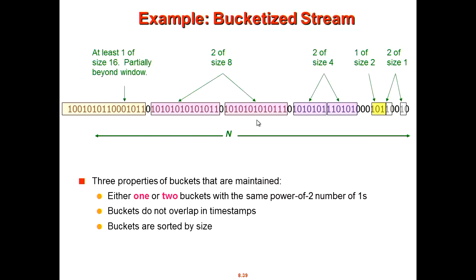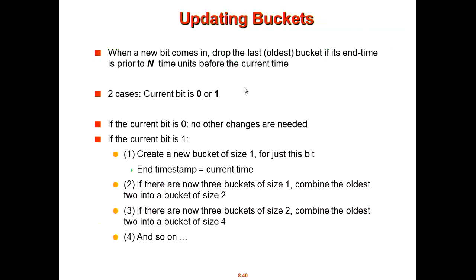Now let's look at how to maintain this summary information, to maintain the buckets when your data stream is coming. When a new bit comes in, what you need to do is to drop the last bucket if its end time is out of the window size, because it's not useful. But if its end time is still within the time window size, you cannot discard it.